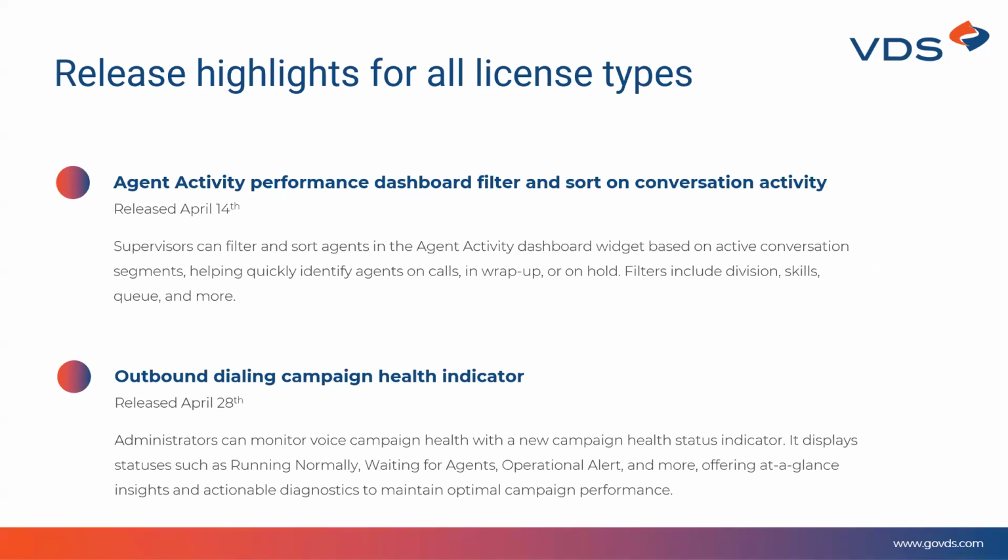The very first one from April 14th is the Agent Activity Performance Dashboard widget filter and sort based on conversation activities. It's kind of a mouthful, but really this release just gives supervisors the ability to filter and sort agents in real time based on their active conversation segments using that widget. It helps supervisors quickly identify agents engaged in specific types of interactions, like calls on hold, wrap up tasks, or active conversations.